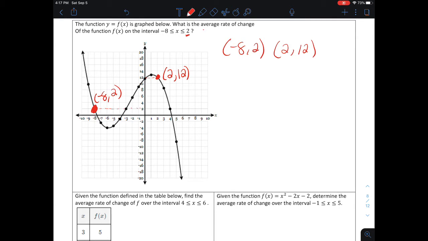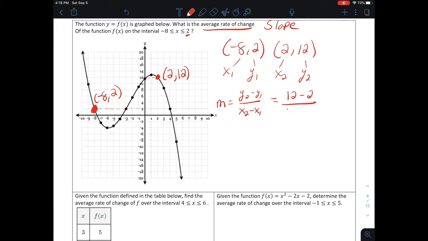Now, average rate of change is nothing more than your slope formula. So I label my coordinates x1, y1, x2, y2, and then we use our slope formula. So m equals y2 minus y1 over x2 minus x1. We put our numbers in where they go. So it'd be 12 minus 2 over 2 minus -8. And that gives us 10 on top and 10 on the bottom. So the average rate of change of this function is equal to 1.